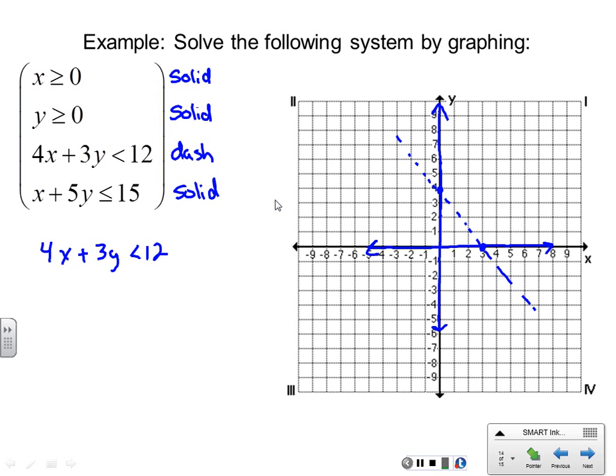If we do x plus 5y less than or equal to 15, what's your x-intercept? Your x-intercept is going to be 15, and that's not even on my graph, so we'll just put it way out here somewhere. What about your y-intercept? It's going to be 3. So look how fun this can be. It's going to be solid.